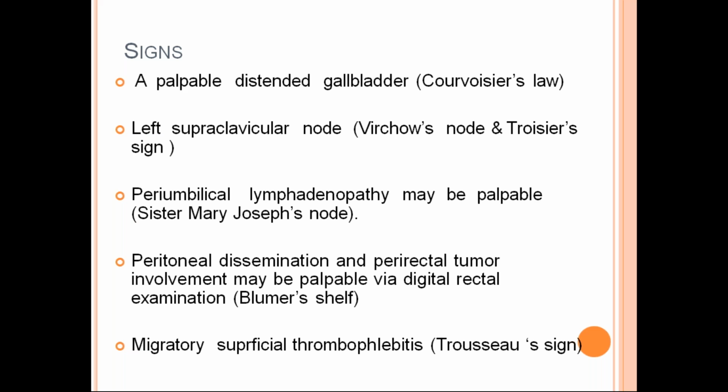Other signs are the left supraclavicular node, that is Virchow's node, and Trousseau's sign. The left supraclavicular node can also be seen in all GI malignancies, due to tumor seeding through the thoracic duct. Next is Sister Mary Joseph nodule, that is periumbilical lymphadenopathy. Next one is Blumer's shelf. On per rectal examination, you can note hard nodules in the pouch of Douglas, due to peritoneal seeding, transperitoneal spread. Peritoneal dissemination is called Blumer's shelf. Next is Trousseau's sign, that is migratory superficial thrombophlebitis.